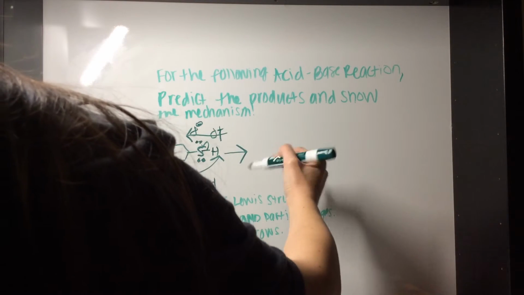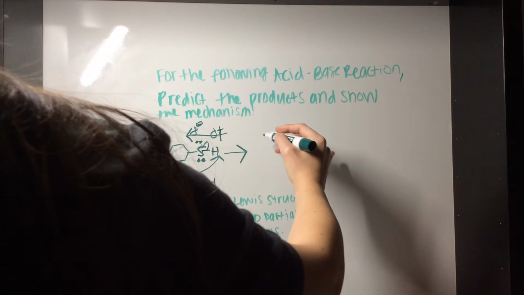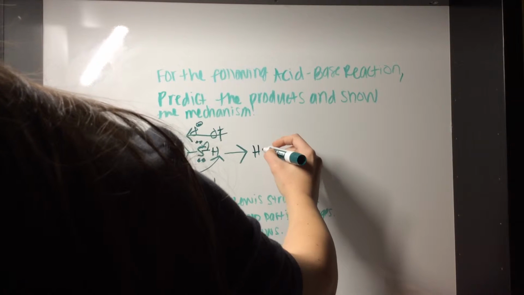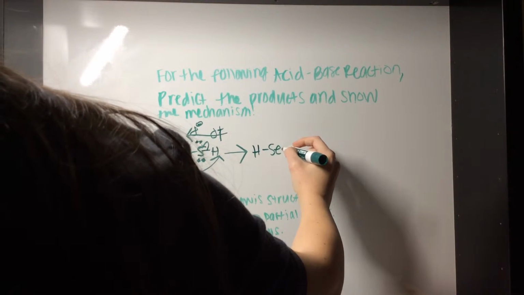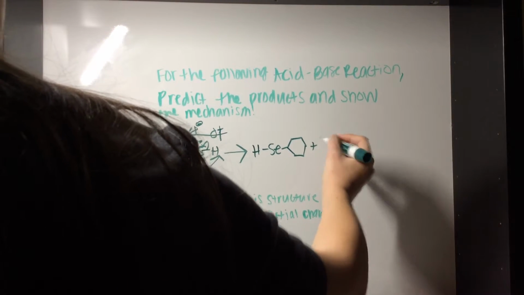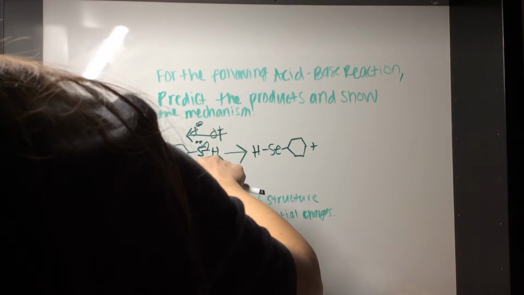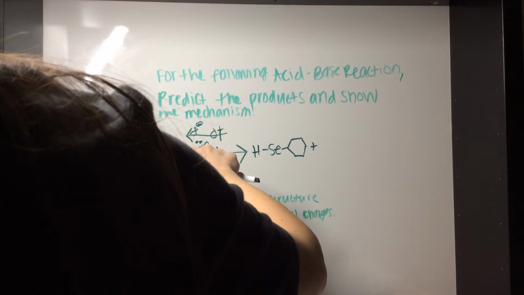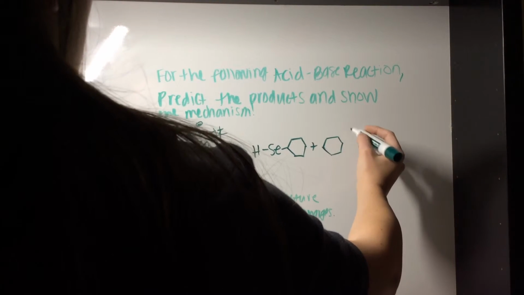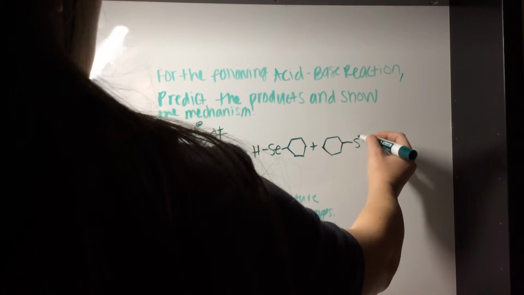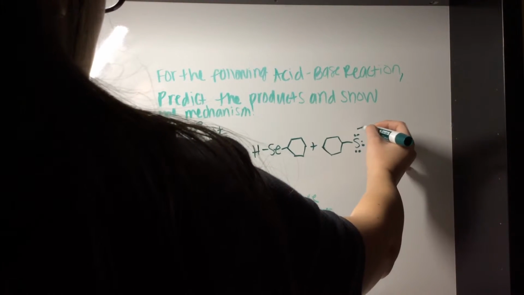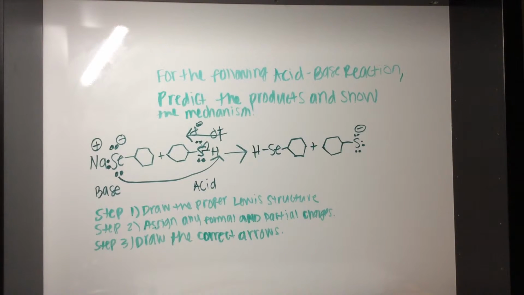So now we have an H going to the selenium, so this is going to be replaced by the sodium. So we have H, SC, and then the ring. And now that we have this sulfur taking on those electrons, we have this structure. And since this has an extra electron, now the sulfur is going to have that full negative charge.